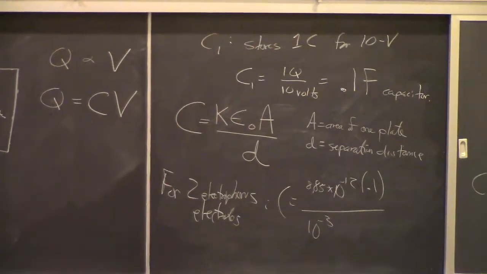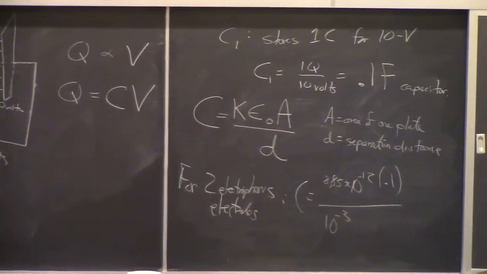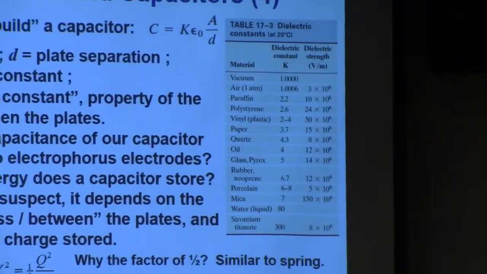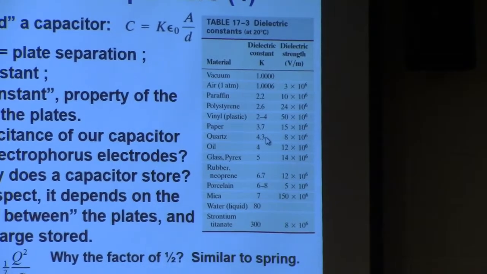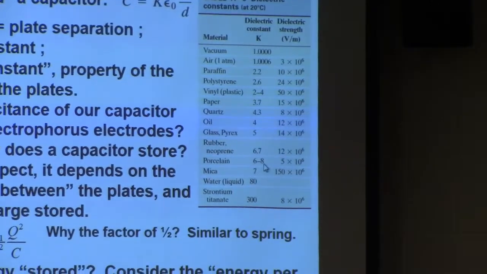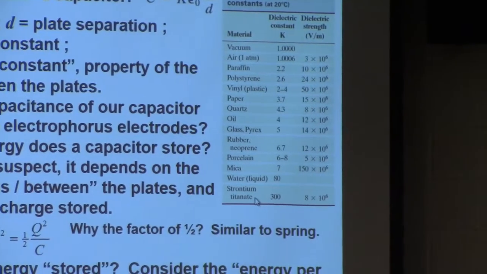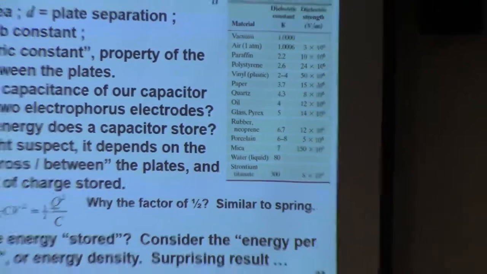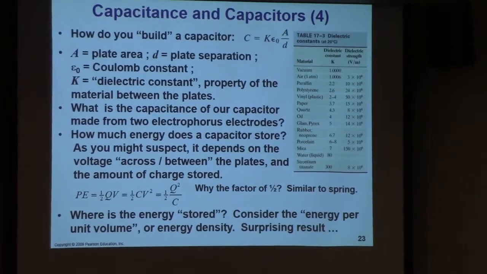For instance, if you have air, the factor is 1.0006, which means it's 1, unless you need 5 or 6 of the digits. But if you put quartz in there, it bumps it up by a factor of 4.3. If you put porcelain in there, it bumps it up by a factor of 6 or 8. Put strontium titanate in there, it bumps it up by a factor of 300. More and more exotic materials will have much higher values of K, even than this. And this table's probably 15 years old. So it's great.